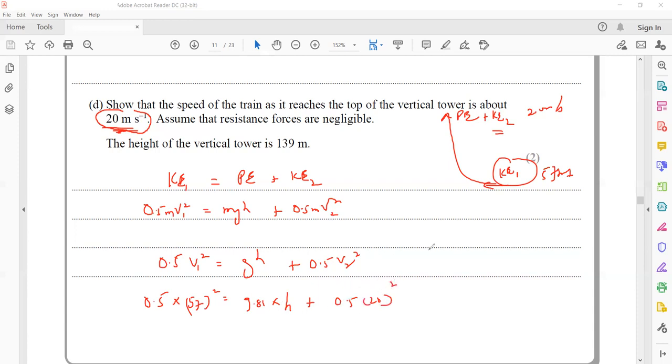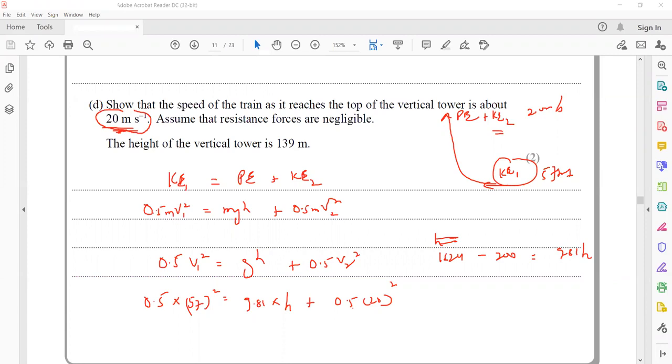So when we substitute and solve for h, so 57 square multiplied by 0.5, that is equal to 1624, minus this value, 20 square multiplied by 0.5, which is equal to 200, and 9.81 h. So 1624 minus 200, which is 1400.